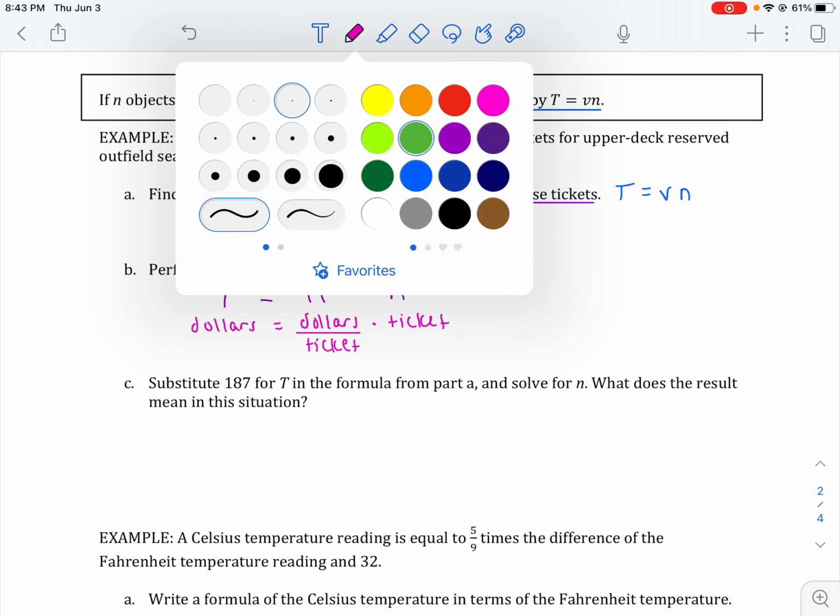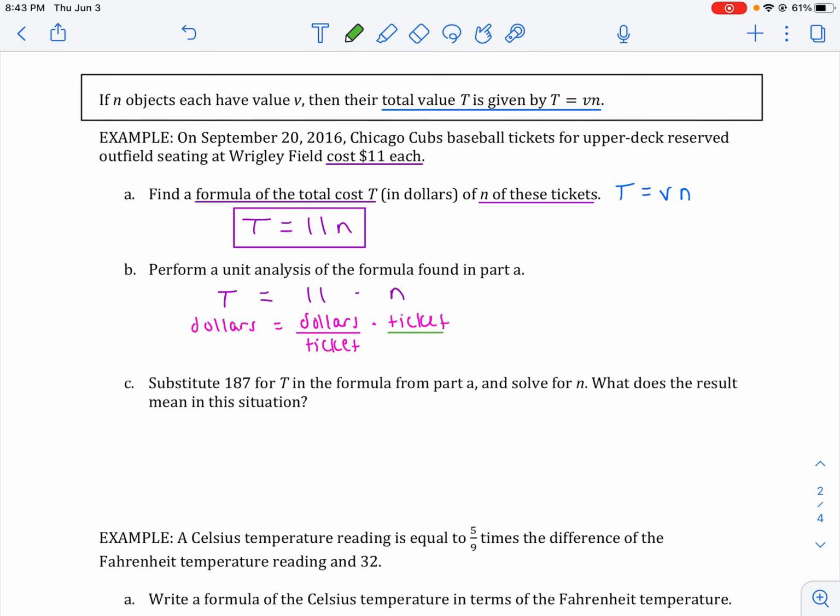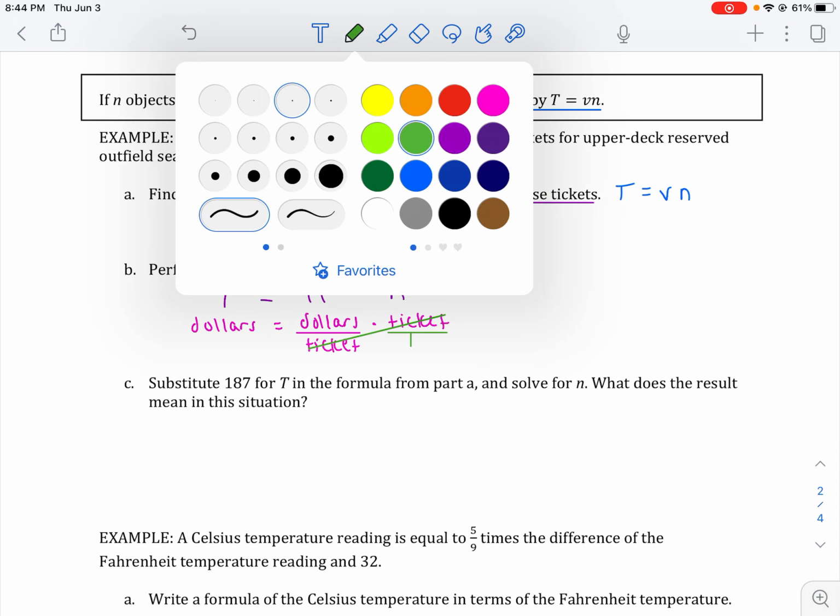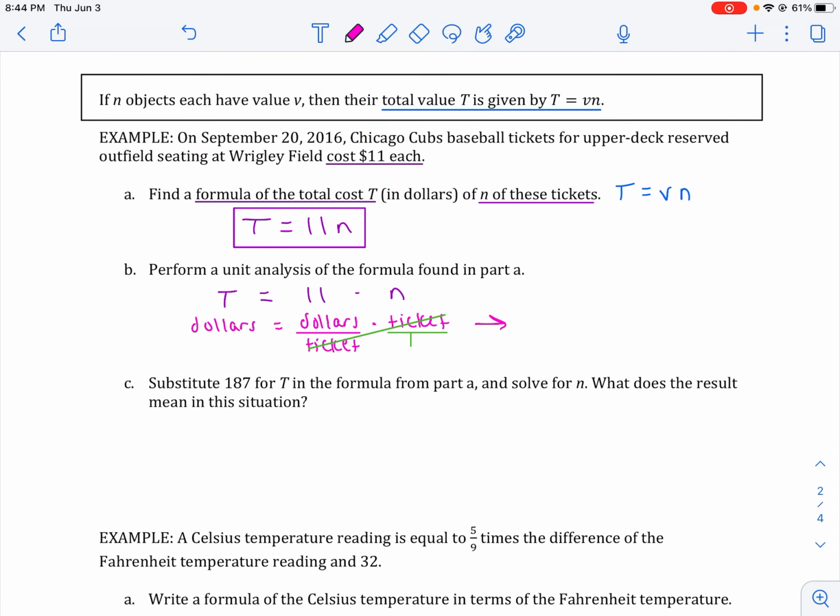So when you have the same variable in the numerator and in the denominator, like we do, tickets on top and on bottom, you can put a 1 under that, and these cancel right out. So what we have on both sides is we've got dollars on the left, and now on the right we just have dollars. So they have the same units, and that's what we expect to happen when we perform unit analysis.